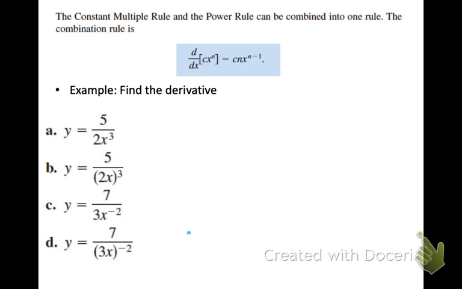5 halves x to the 3rd. 1/3. Oh, negative third. Why negative third? It's in the bottom. It's in the denominator. I need to bring it up. So I have 5 over 2 times negative 3x to the negative 4. So nothing reduces over here, does it? So then I have negative 15 over 2. And x to the negative 4, so the x goes where? The bottom.